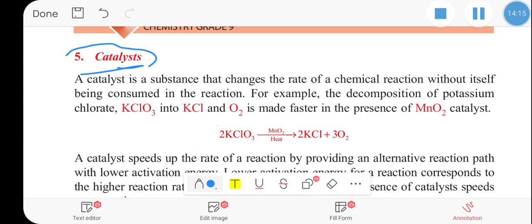For example, the decomposition of potassium chlorate into potassium chloride and oxygen is made faster in the presence of manganese oxide catalyst.